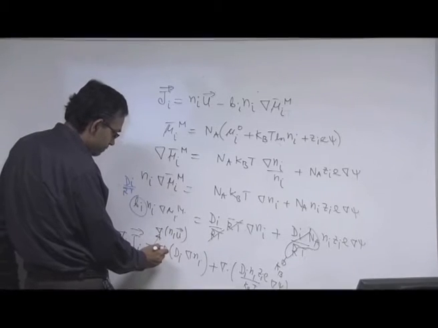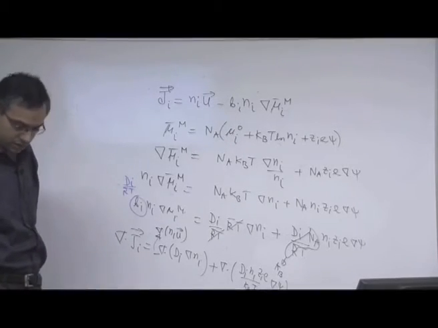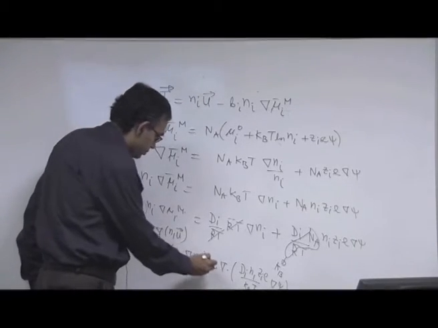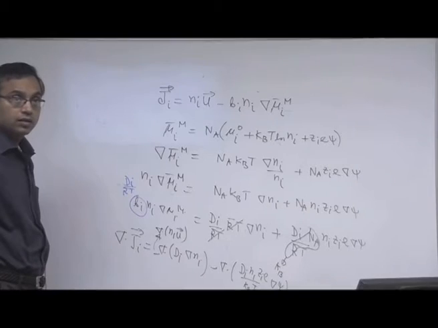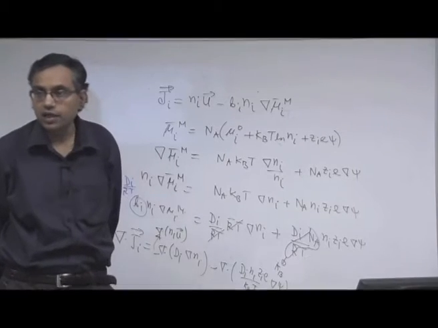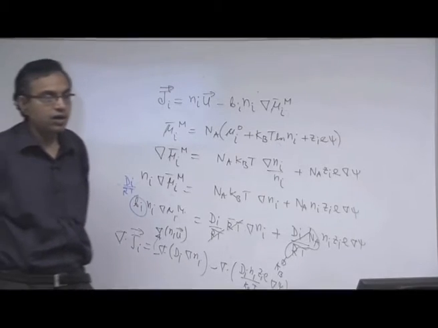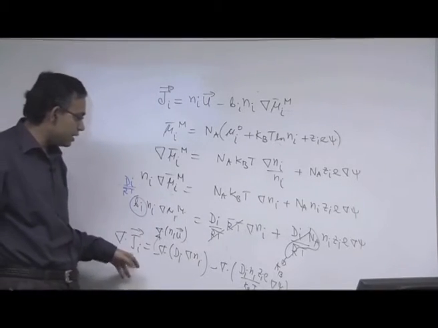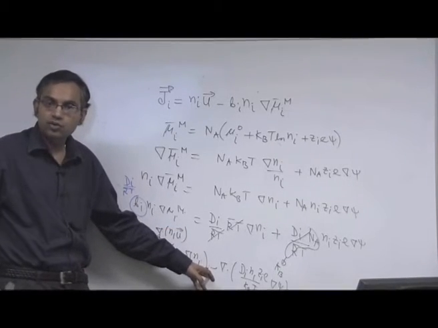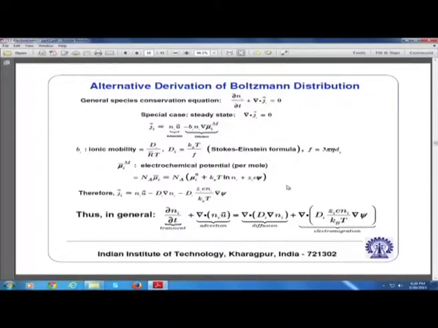This will be minus, because it is minus Bi Ni grad mu i m. So, this will become minus. So, when you consider the species conservation equation, del Ni del t plus del dot J equal to 0. So, you have del Ni del t plus del dot Ni u equal to the minus terms, which will become plus when they go to the right hand side. So, how do they look? Let us go to the slides.